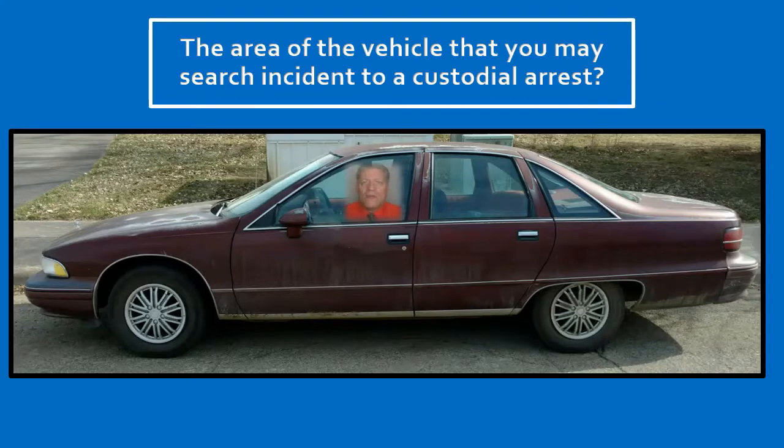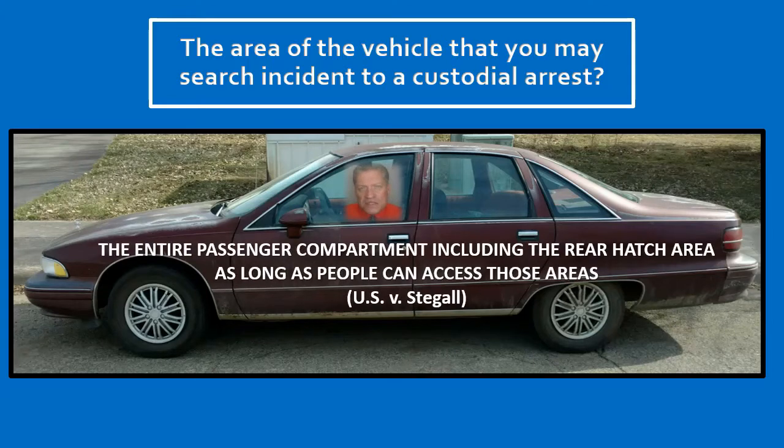Now, the area of the vehicle that you may search incident to a custodial arrest. I'm going to take you to United States versus Stiegel. That and other decisions, well, it's the entire passenger compartment, including the rear hatch area, as long as people can access those areas. So I did you a little favor there and drew you kind of an outline. That's what's considered the passenger compartment.